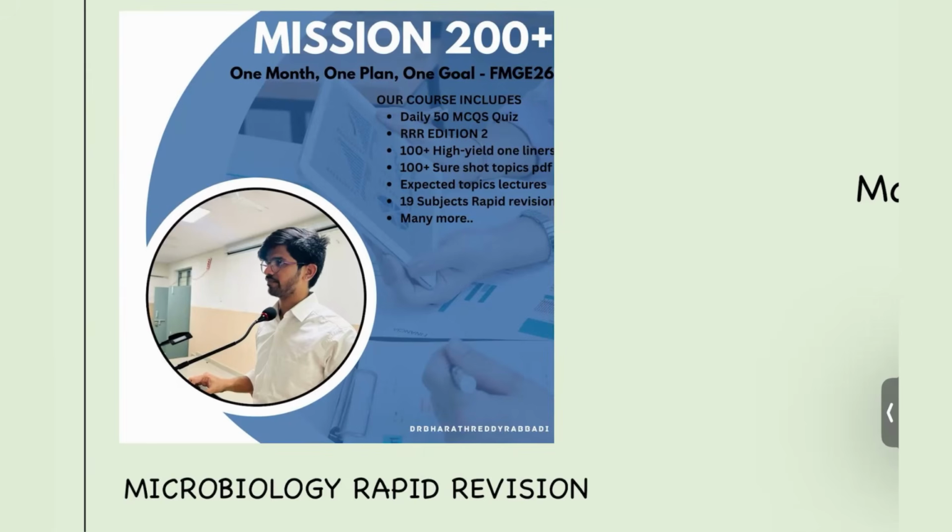In this, our mission 200 plus. Remember, our one month, one plan, one goal is just to score 200 plus in the upcoming FMGE examination. So as part of that, today we are going to revise the microbiology rapid revision, only the most high yield topics and the pre-weighties. So let's start the session.